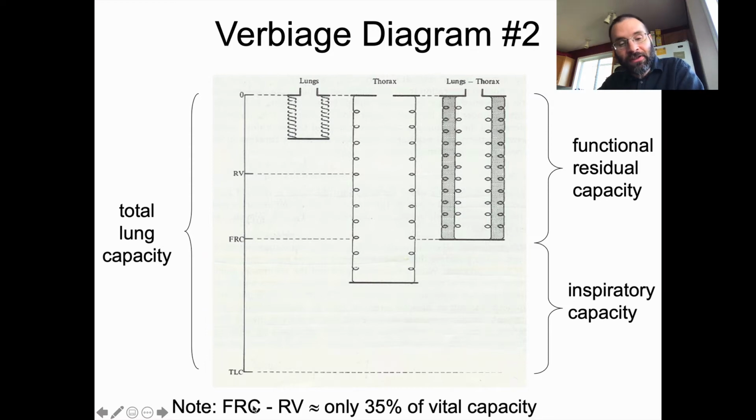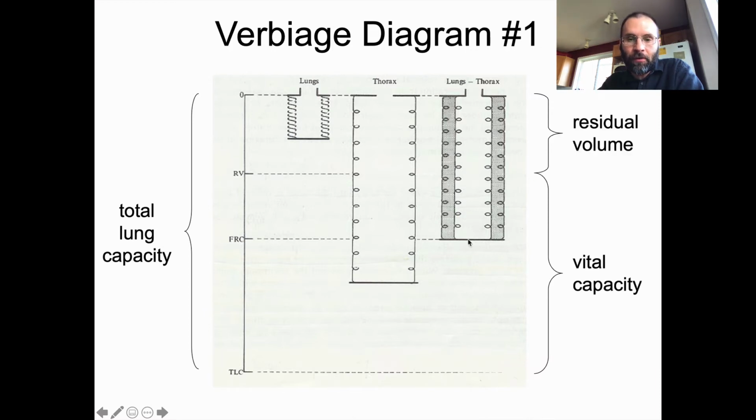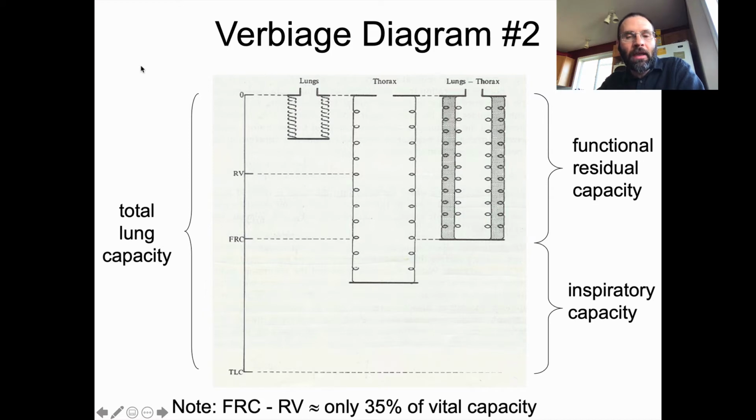Something which is kind of interesting to note is that this difference, which we don't have a term for, from equilibrium to the smallest point in volume, or the smallest amount of volume you can have in the system, is only 35% of your vital capacity. So this is smaller than this. You can breathe in more than you can breathe out when you're at equilibrium. How about that?